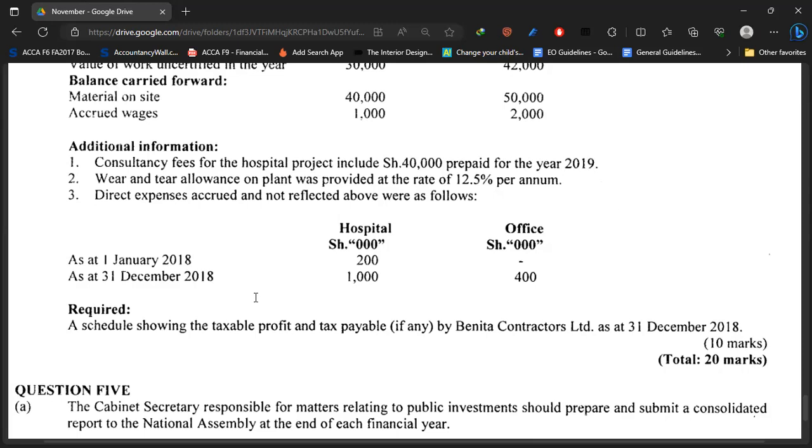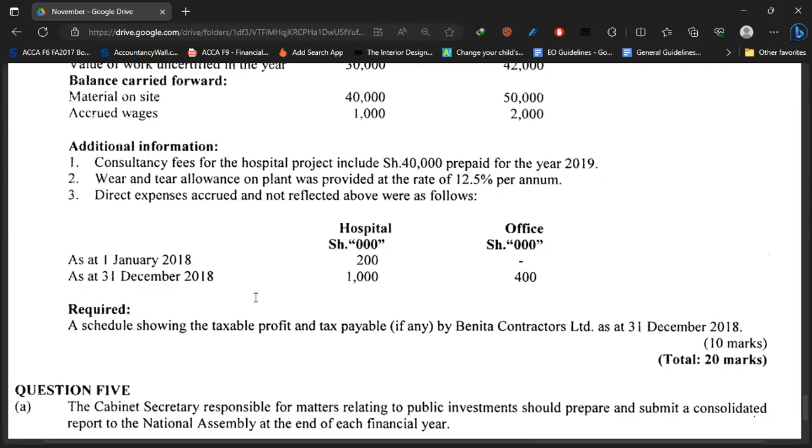So we are being given a question where we have to come up with a schedule which is going to show the taxable profits for the hospital and the office. So in that case, when you get that kind of question in an exam, don't do each of the requirements alone, but you can do all of these concurrently.